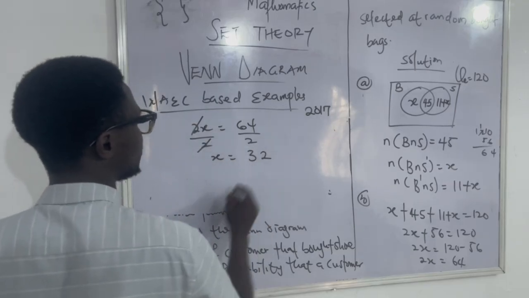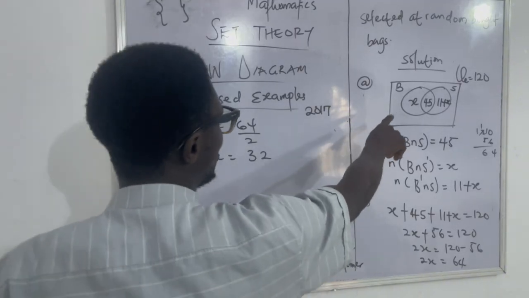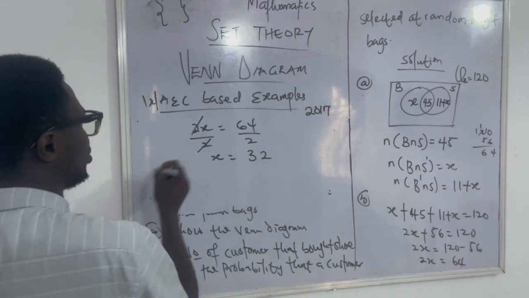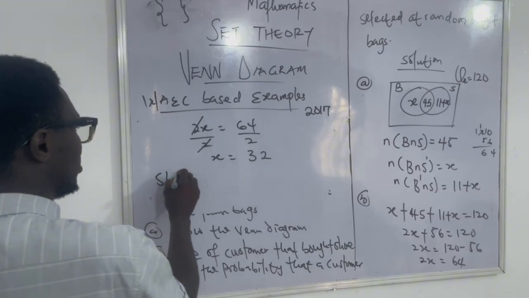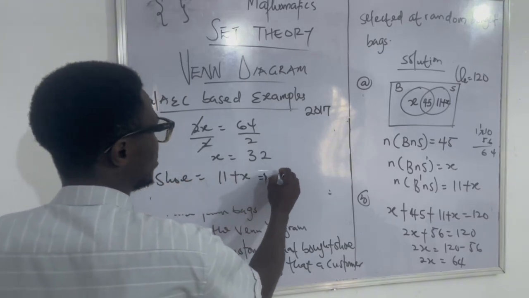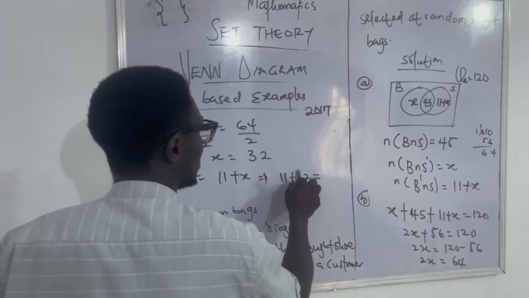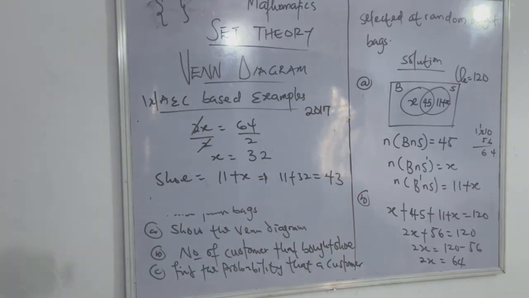32. So the number of those that bought bags is what? 32. So the number of those that bought shoes will be what? 11 plus x. So 11 plus 32, which makes it what? That's 43. So 43 bought shoes. Are we together?